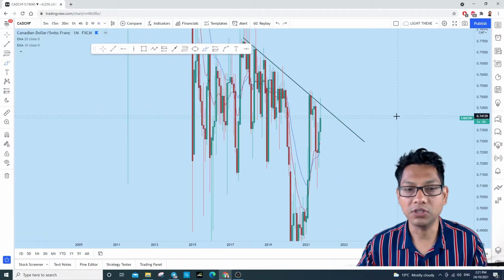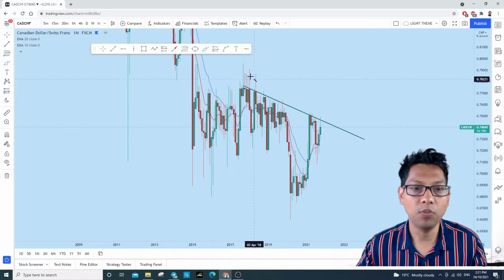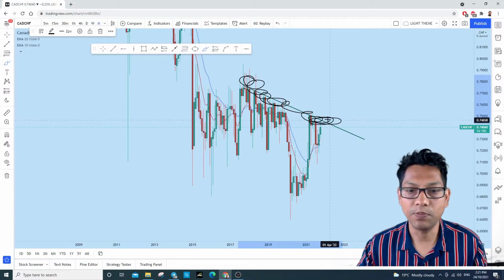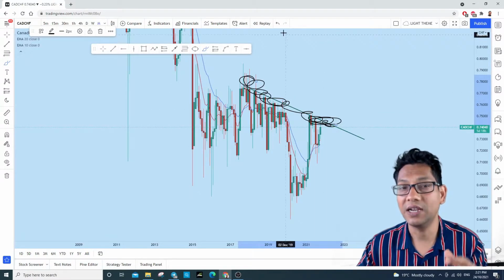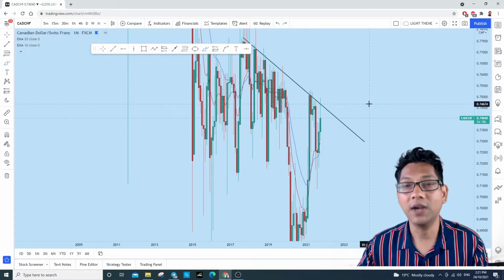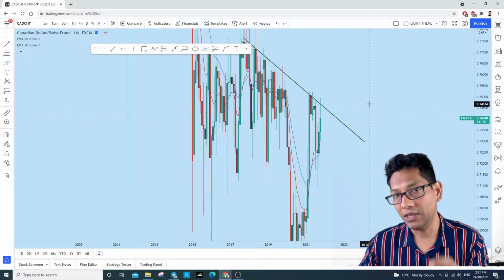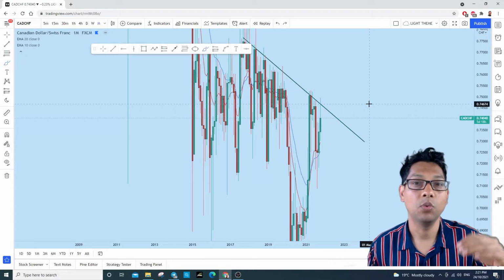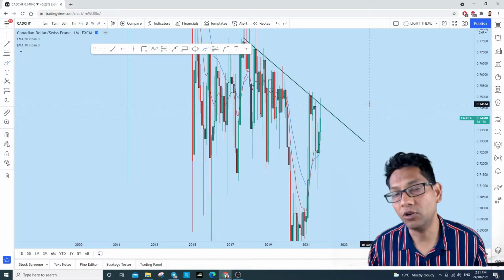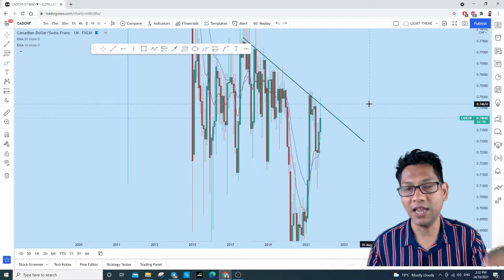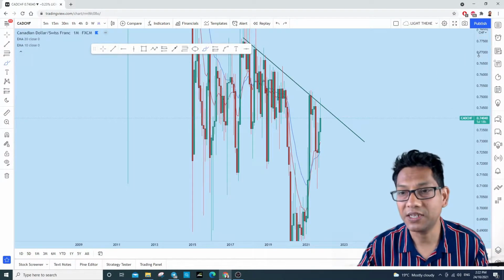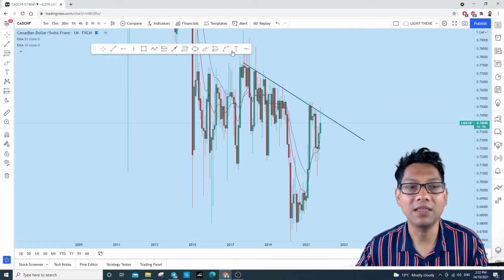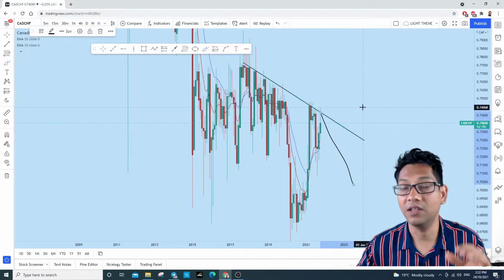Because quite a few monthly candles are creating this line, we can expect it to respect this trend line, because what is being respected is likely to be respected. That is the law of trading. What is falling is likely to fall, what is rising is likely to rise. With that said, on the monthly we can expect a further drop.